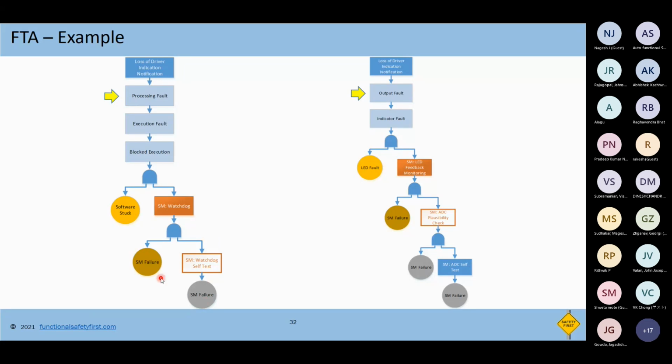Similarly, just to explain further, for the LED feedback monitoring, my LED fault becomes first order, and then we add LED feedback monitoring. What if that feedback mechanism fails? We'll be adding a plausibility check to understand whether the ADC peripheral is working fine. If that also fails, we can add an ADC self-test. What if the self-test fails? So this is how the final event will go.